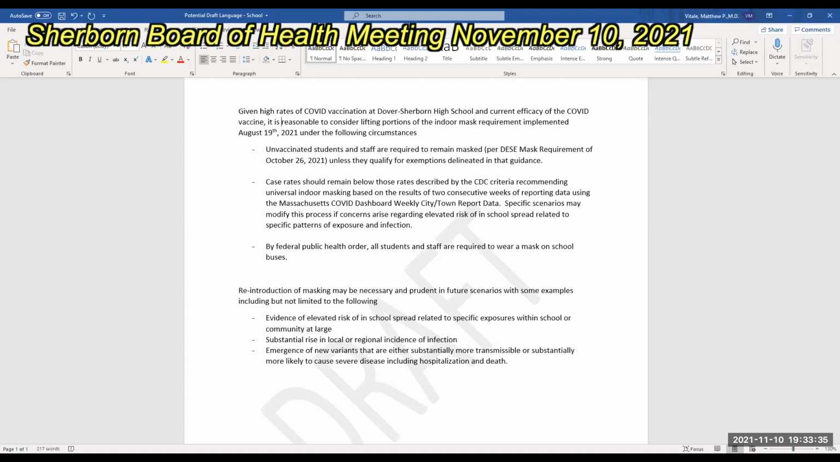So if folks feel comfortable with the language without further edits, do we want to proceed with voting on this, and then maybe we can talk about municipal buildings and go from there? Okay. So I move that we adopt the language as presented on the screen here. Second that.